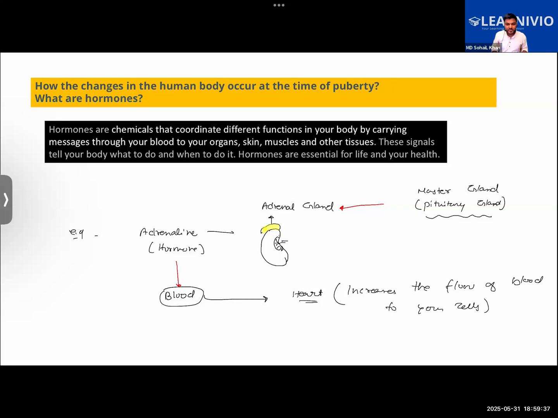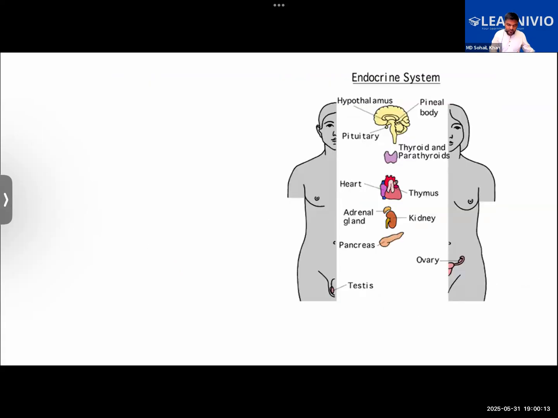Getting how all of this is connected, how the hormones go into the blood, and in this case adrenaline goes to your heart, and the heart further increases the flow of blood to your cells. So this helps to carry out different functions in your body, like carrying messages from one part of the body to another part of the body. Getting what I'm trying to say? Further, we will have many more examples to understand this in detail. Any questions, any doubts? Should we move ahead or not?